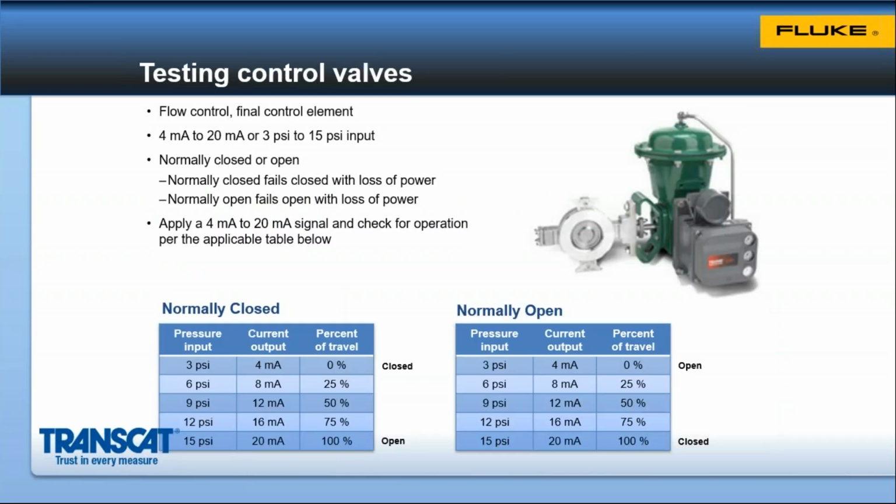Control valves are an interesting study. They are the most common final control element. The most common I to P input signals are 4 to 20 milliamps. In pneumatics, there are some I to Ps that have 3 to 15 psi inputs. Valves can be normally open or closed. Forward or reverse acting is the valve terminology commonly used.